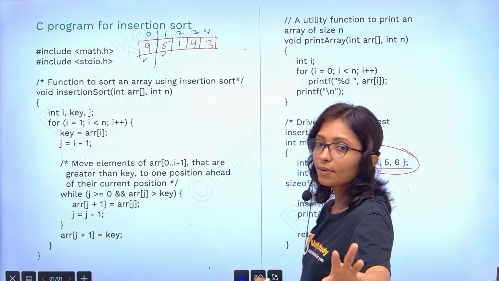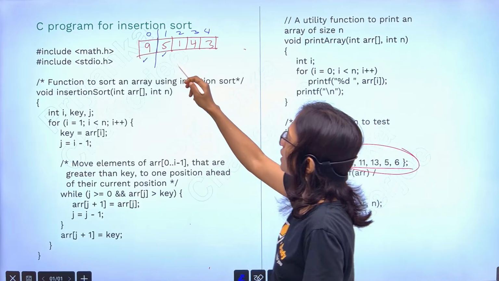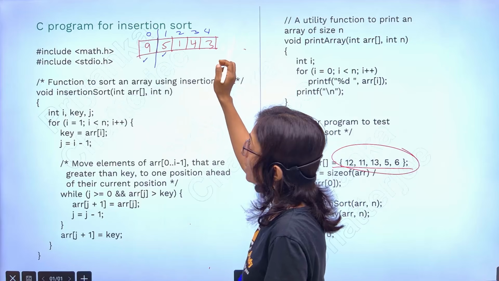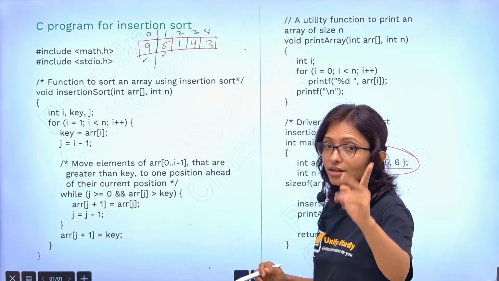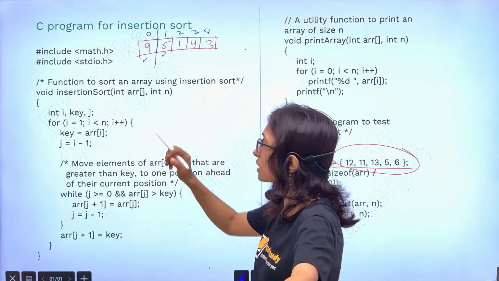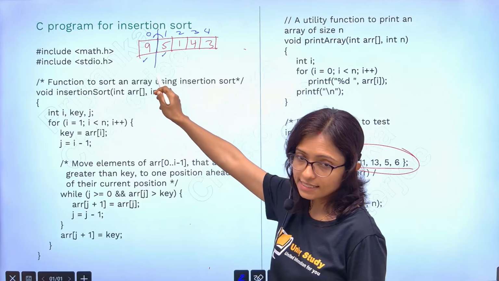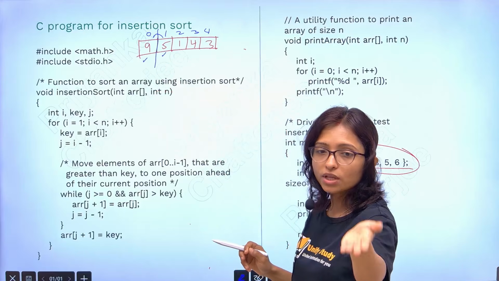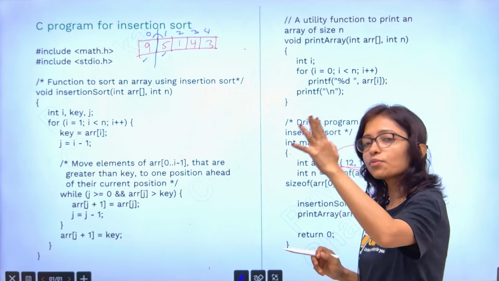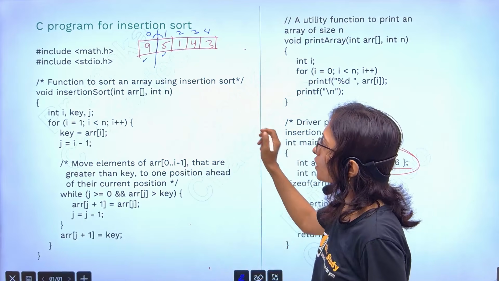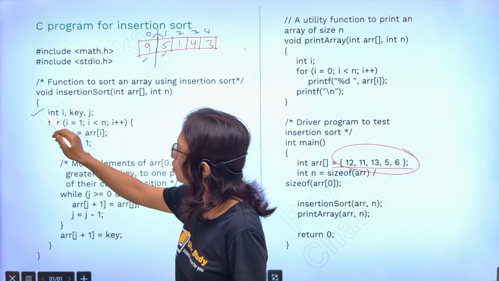I will take my key as this element. So this is my key. After that we are checking with the sorted part. This is the sorted one, and I am checking with this one. If it is less than, then I am going to put it into the left hand side. Otherwise I am going to put it in the right hand side. So this is the for loop here.